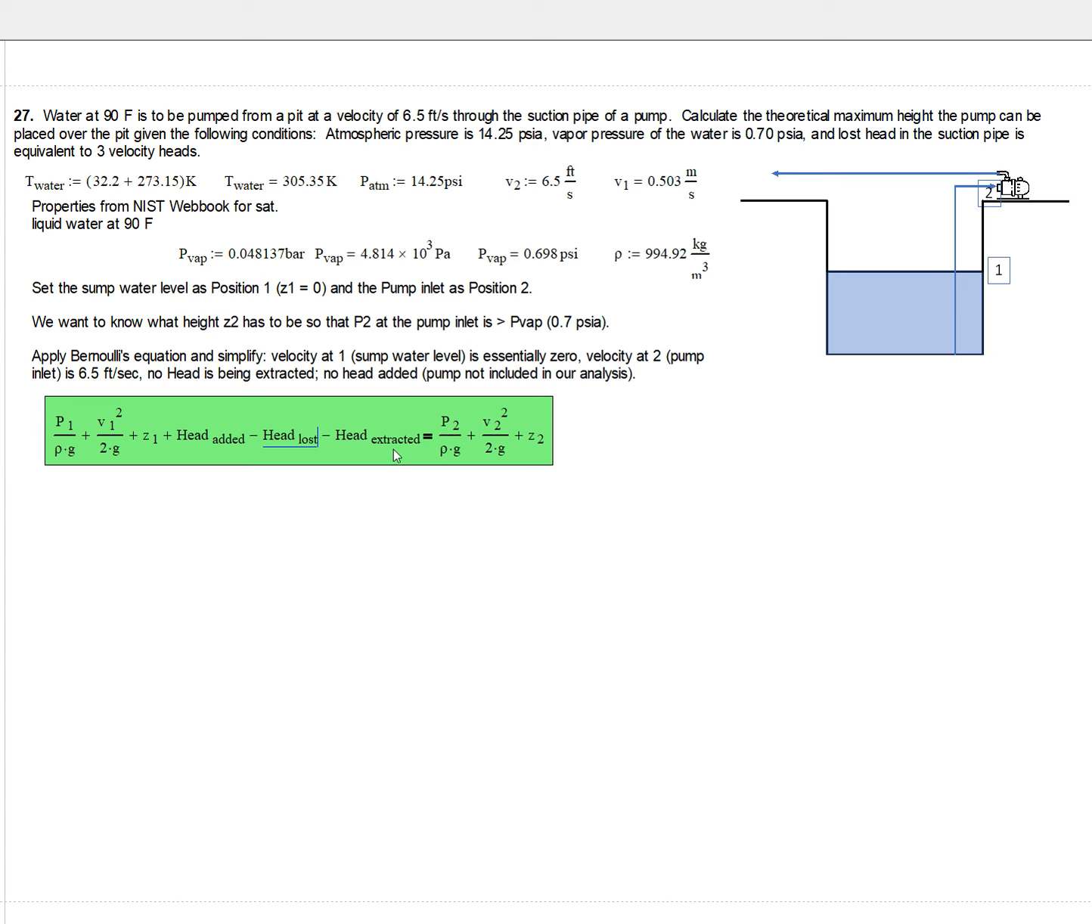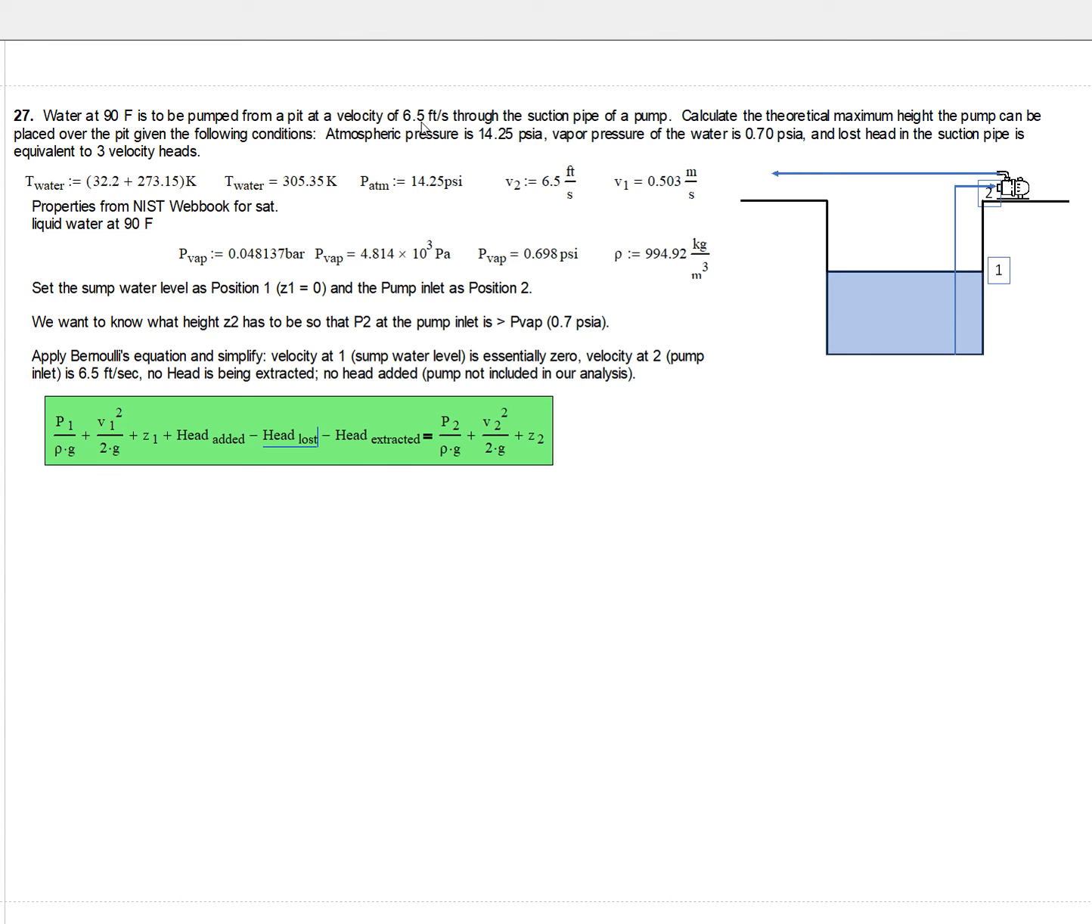There's no head extracted term, so that's going to go to 0. What about P2? P2 is going to be the pressure of our water at the pump inlet, and that is what we want to set as 0.7 psi. All right, so that is our P2. What about V2? That's the velocity of our water in the pipe at the pump inlet, and we know what that is. We're told that is 6.5 feet per second.